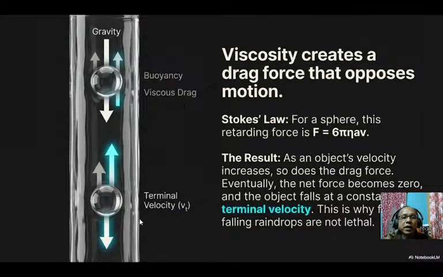Buoyancy, viscous drag, this is terminal velocity Vt. Viscosity creates a drag force that opposes motion. Stokes' law: for a sphere, this retarding force is F equal to 6 pi eta a v. The result: as an object's velocity increases, so does the drag force. Eventually, the net force becomes zero and the object falls at a constant terminal velocity. This is why falling raindrops are not lethal.